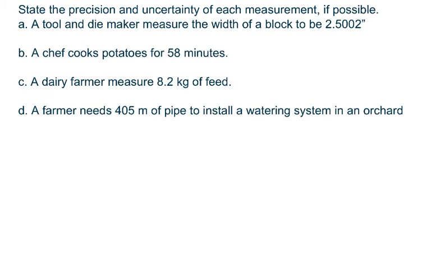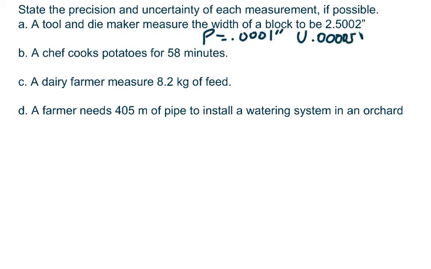Next one, state the precision and uncertainty of each measurement if possible. So this is just more of the same. We're just stating the precision and uncertainty this time. A die maker makes a block. This is a good example of decimal places. You see here, there's 4 decimal places. We're in inches, so I can say the precision is 0.0001 inch. And its uncertainty would be half of that. So I just go to my calculator, divide by 2, and get that.